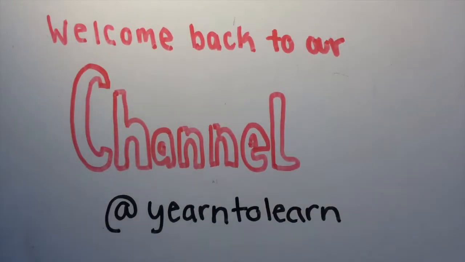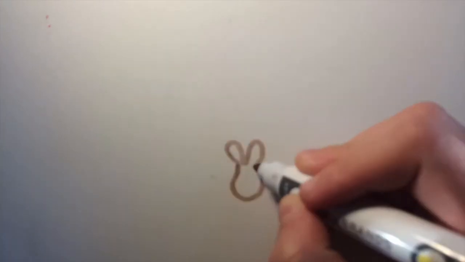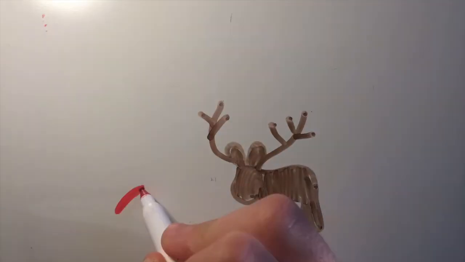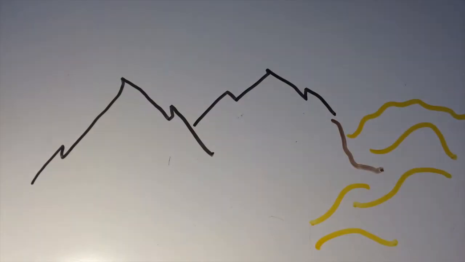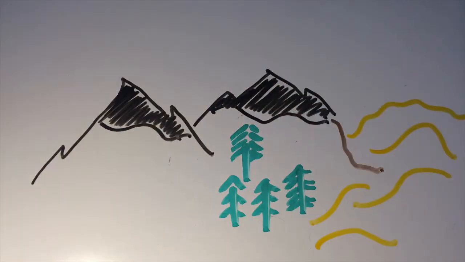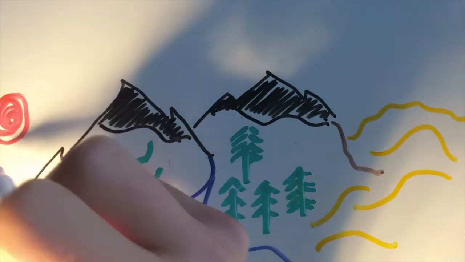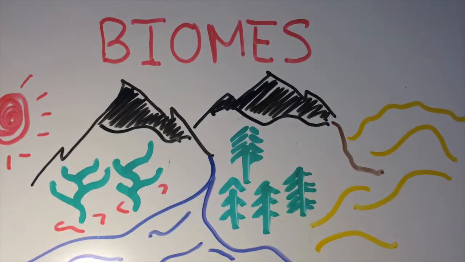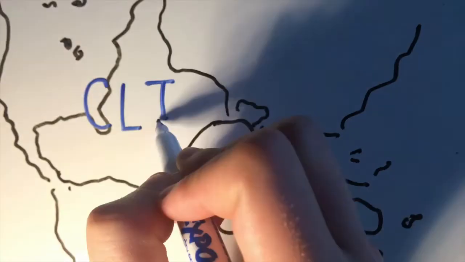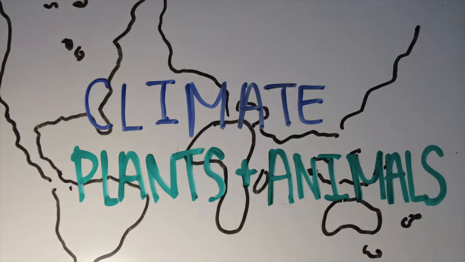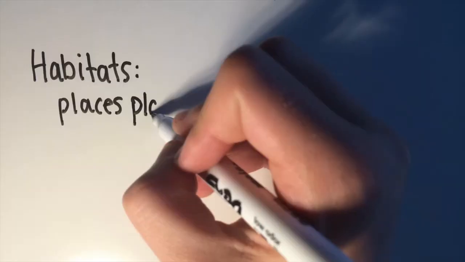Today is day 10 of our 30-day video series. On this channel, we have talked about different types of animals, so let's take a look at the different types of environments and places these animals live. These places are called biomes. Biomes are how scientists define different areas on Earth. Each biome is defined by its climate, as well as the plants and animals that live in that specific area.